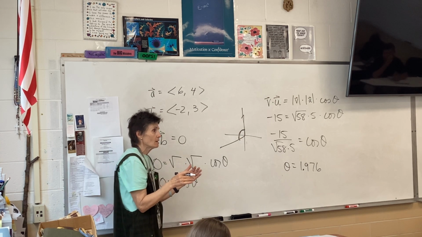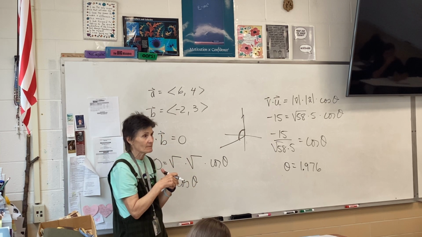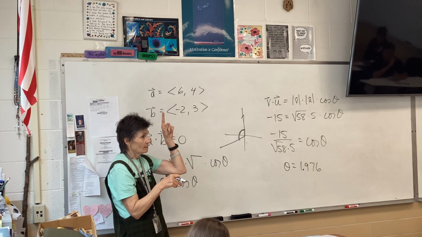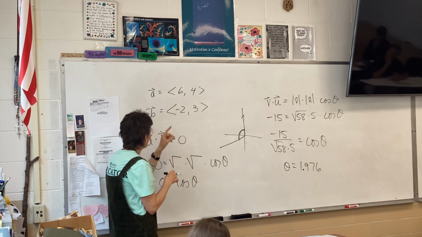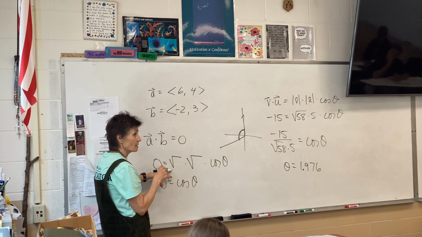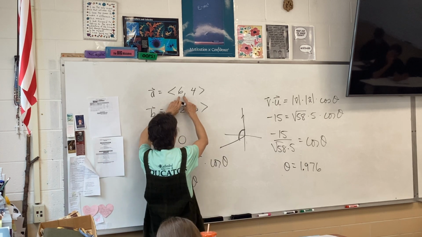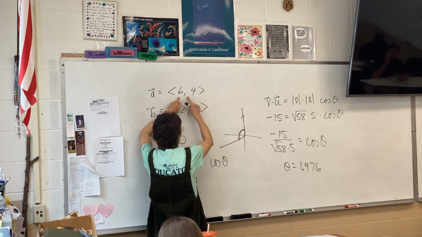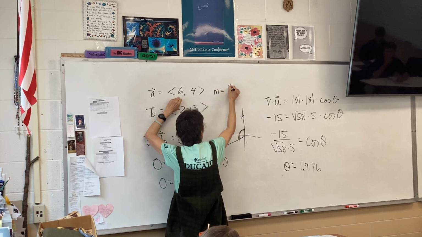Wait a second. What angle has a cosine of 0? Pi over 2? Pi over 2, 90 degrees. So the angle between these two vectors is 90 degrees, pi over 2 radians. Wait a second. How does this vector move? Right 6 up 4. So isn't his slope 4 over 6?